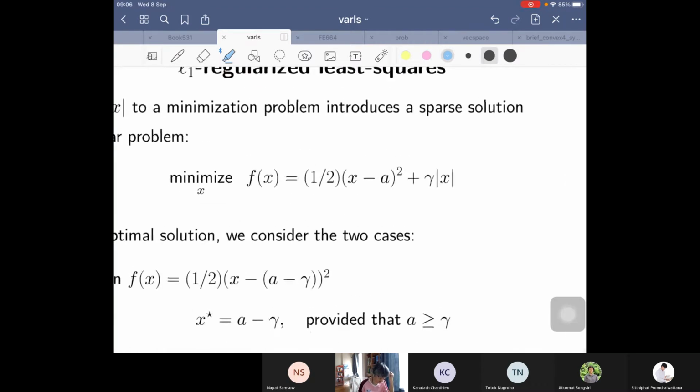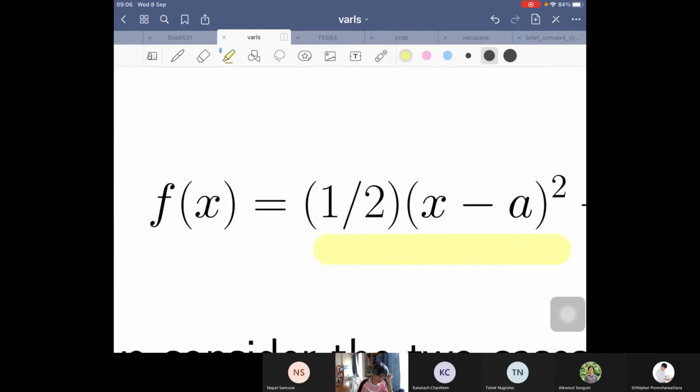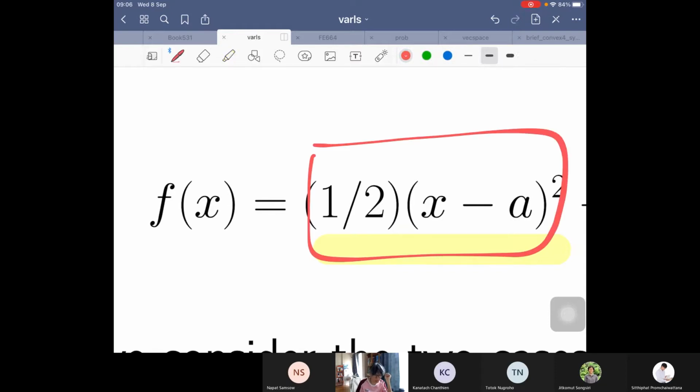We're going to start with a scalar problem. Suppose you have an objective that is a square term, with or without the absolute value term. If you just take a look at this yellow term, what is the minimum of f when A is given? When you minimize f, what is the solution? Toto?